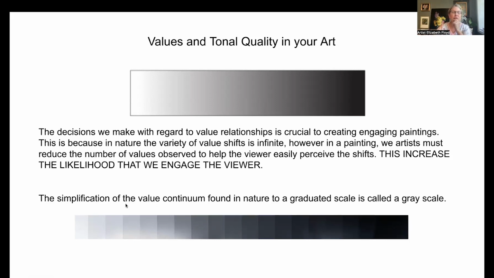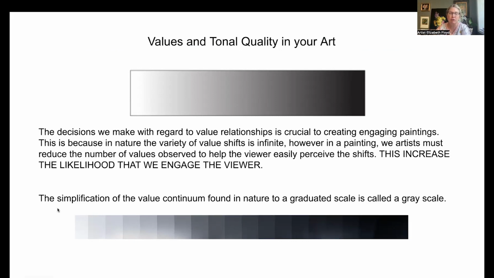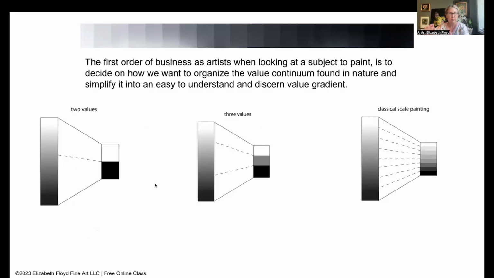So the simplification, as artists, we use the grayscale or a graduated grayscale. And that is a simplification of our value continuum. So you choose to put them into specific steps, and you are organizing your value shifts into these steps in order to make it easier to perceive and easier to express your subject matter. And the first order of business as artists, when we're looking at our subject to paint, is to decide how we want to organize our value continuum.